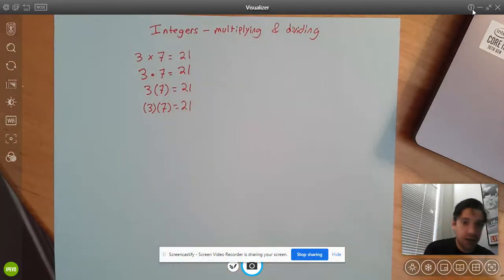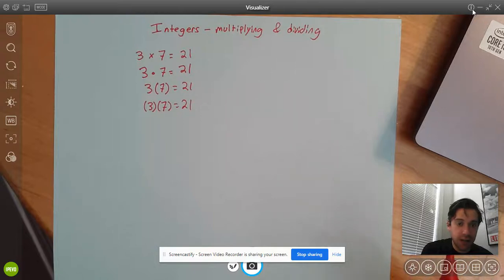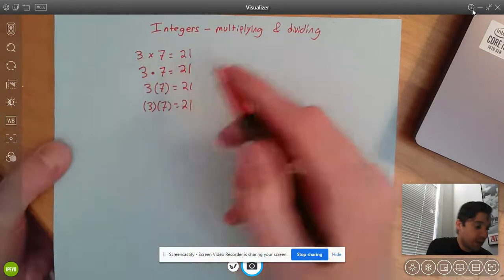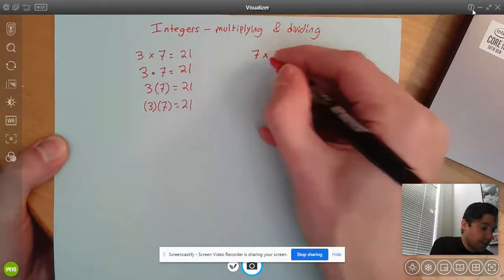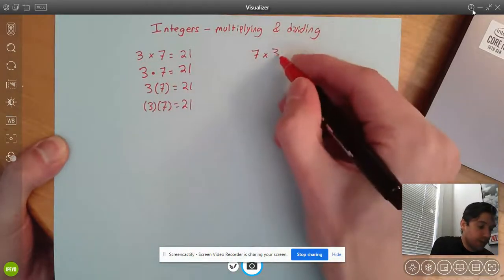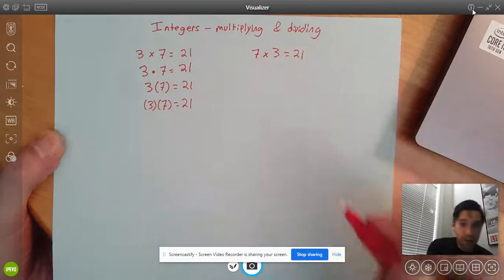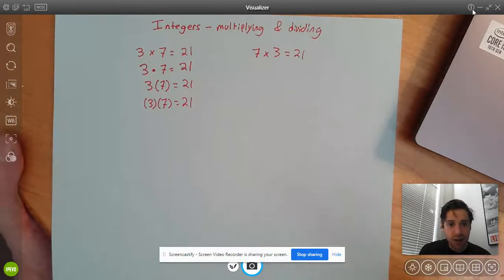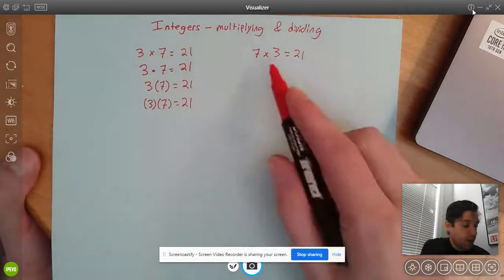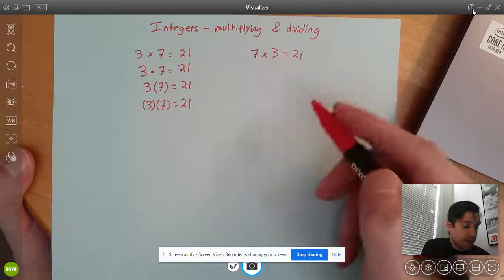The next thing that's kind of useful to know about multiplication is it's what's called commutative. So 3 times 7 is 21. It doesn't matter if I reverse those. So 7 times 3 is also 21. So this is a property that's true about multiplication. It's also true about addition. It doesn't matter what order I add numbers in, I'm going to get the same answer.